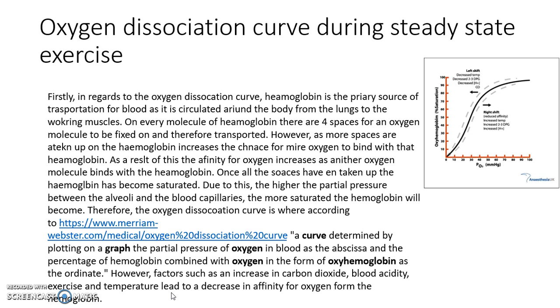However, factors such as an increase in carbon dioxide, blood acidity, exercise, and temperature lead to a decrease in affinity for oxygen forming with the hemoglobin.